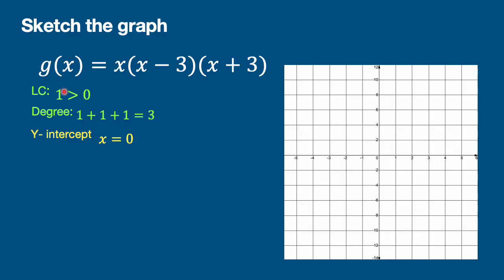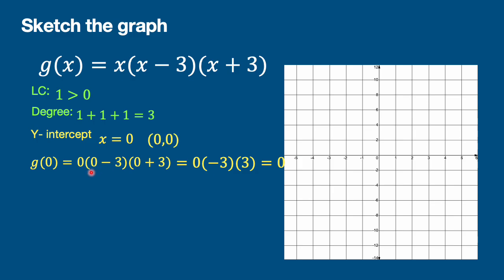You plug in x equals 0. g of 0, guys, very careful, equals 0 times (0 minus 3) times (0 plus 3). 0 times negative 3 times 3, you multiply it. That means it is 0. So the y-intercept is (0, 0).